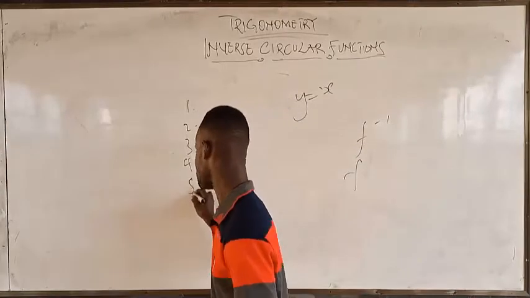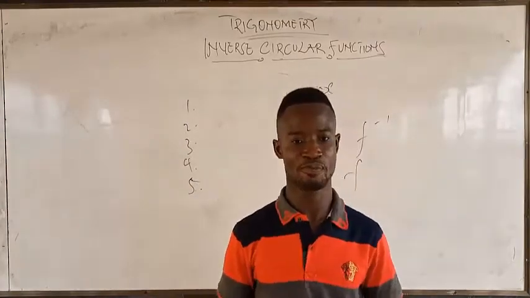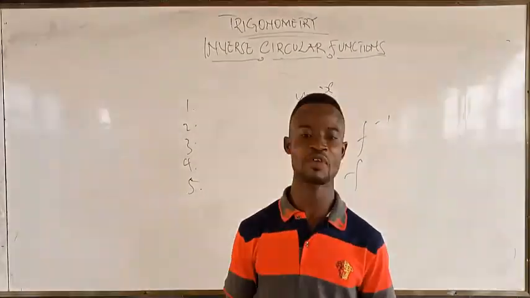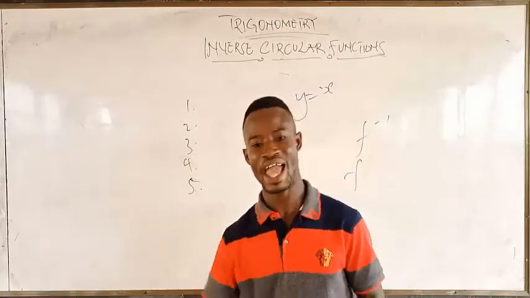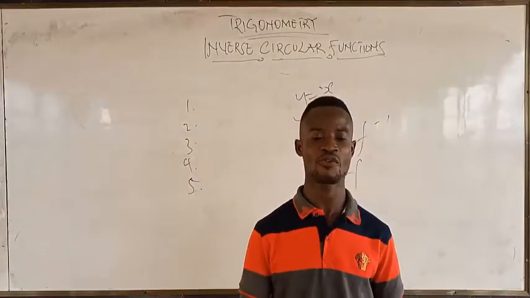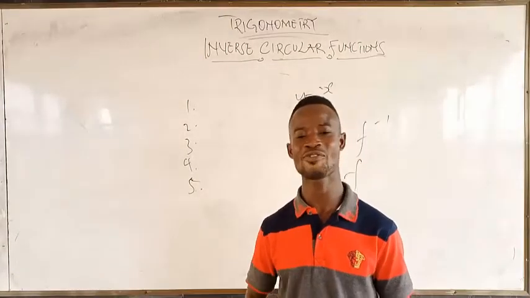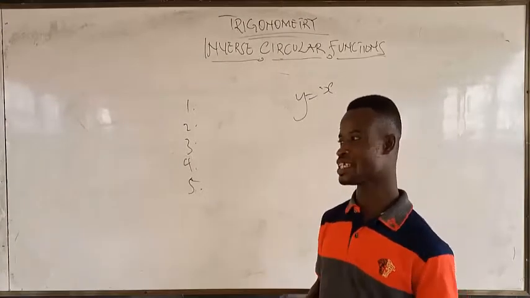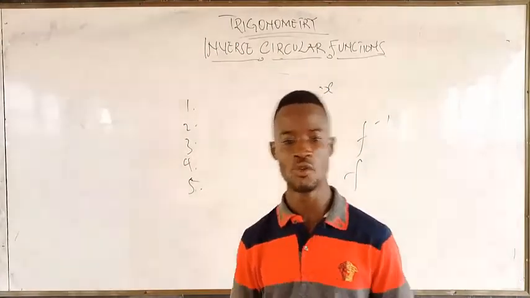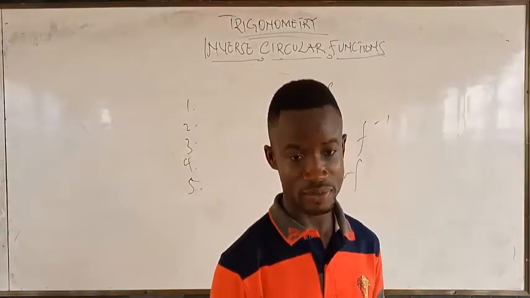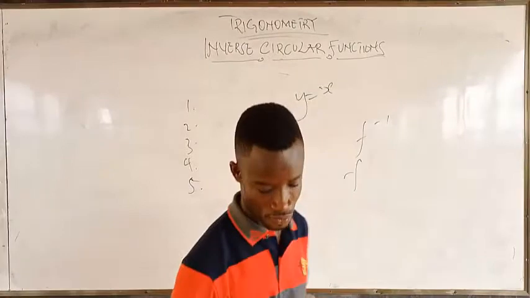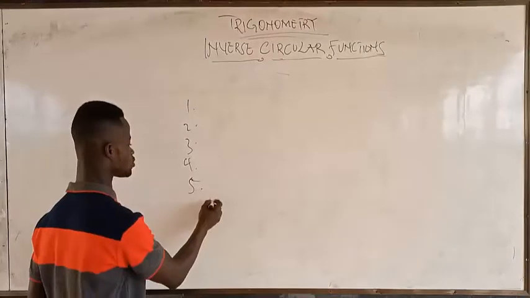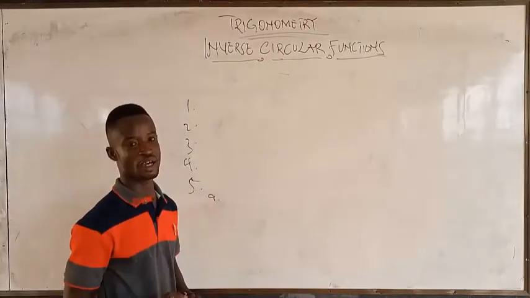The fifth part. To find f inverse of x from f, you follow these steps. So to find f inverse from f, that's the point 5. Let's come to A. The points are under it.